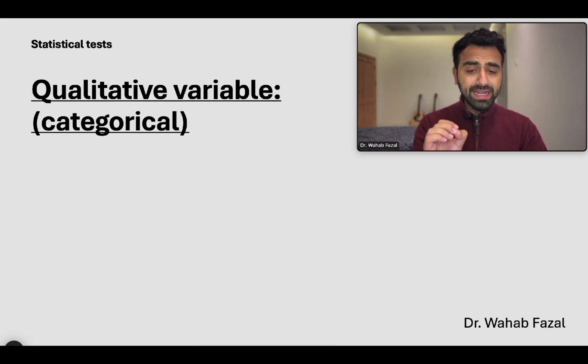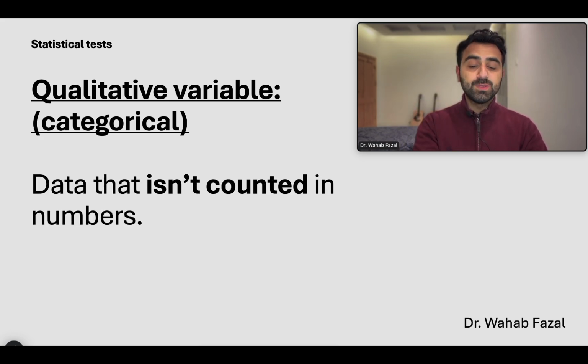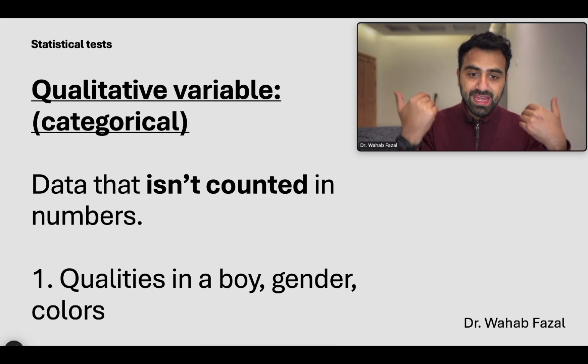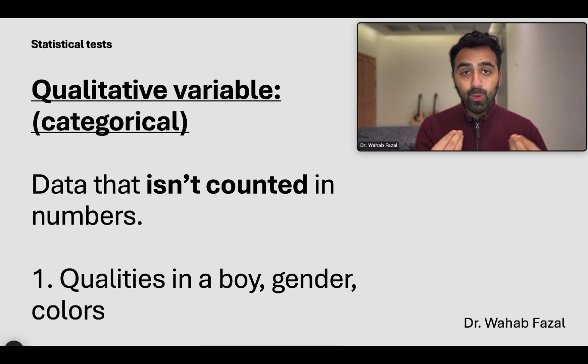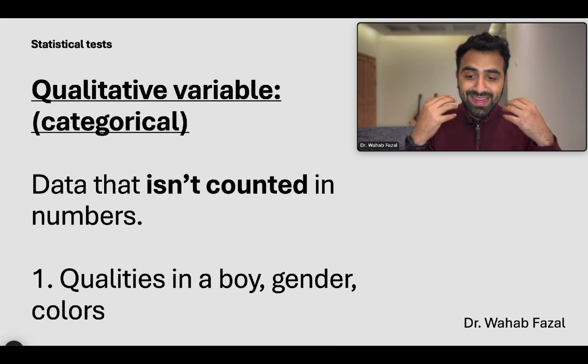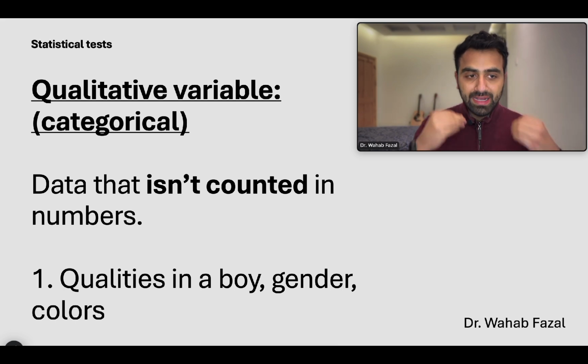So, qualitative variable, what's a qualitative variable? These are the different types of data. Qualitative variable, also sometimes called categorical data, is basically data that cannot be counted in numbers. What is that? For example, qualities in a boy, gender, roles, color, your position in your company, that is qualitative data that cannot be measured in numbers, that does not have a mean. What is this student? He's a smart student. What is smart? It's a quality. You can assign a number to that, but you don't get a mean for these values. That's qualitative data, categorical data.